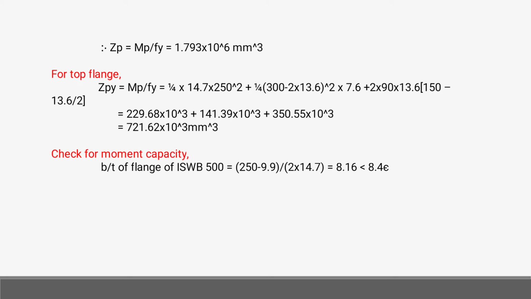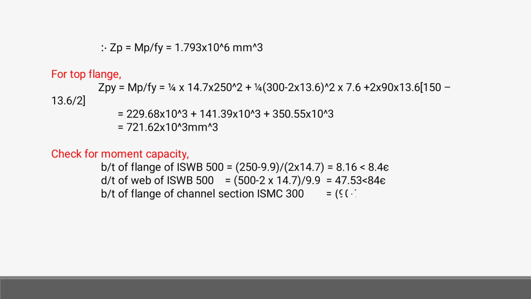So our section is below 8.4. So the depth of the web section is below 84, below 47. Okay. So the B by T of the flange of the channel section is below 8.4. Then this section is a plastic section. Above 8.4, the section will change to compact or semi-compact. So all the answers are below 8.4, so this section is a plastic section. So local moment capacity for bending moment in the vertical plane. So MD is equal to Fy ZP.